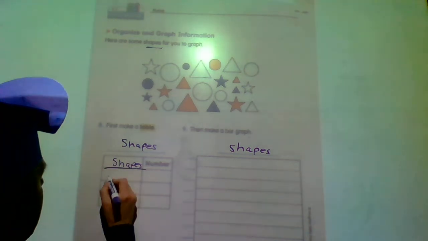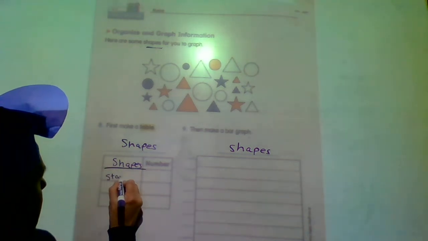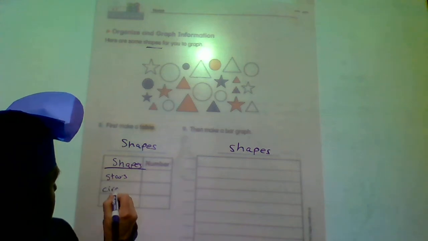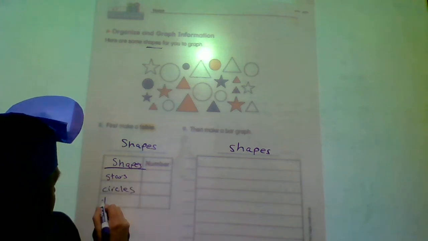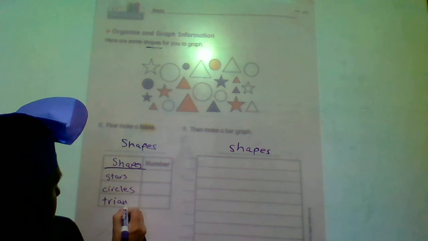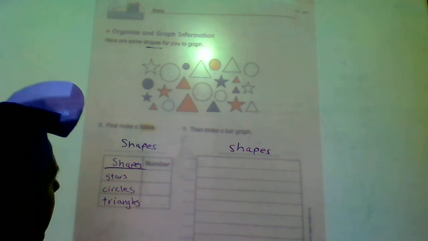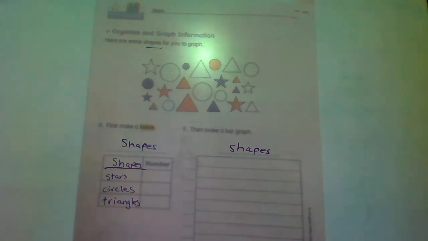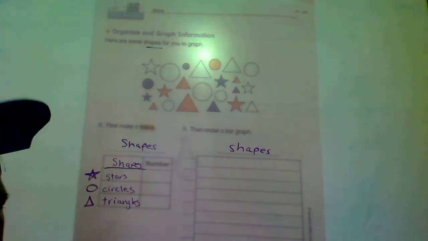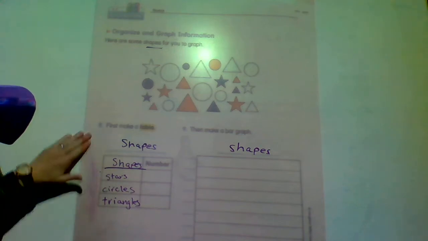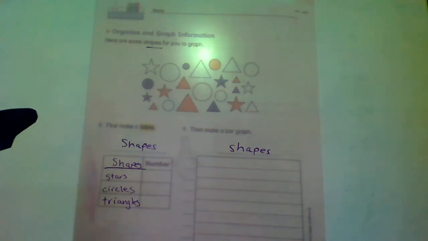Stars, circles, and triangles. So we have our shapes, stars, circles, and triangles. Okay, barely got to fit it in there. If you don't want to write it out, you could just go like this: stars, circle, triangle. You could do that, however you want to do it. But you probably already wrote as I wrote.